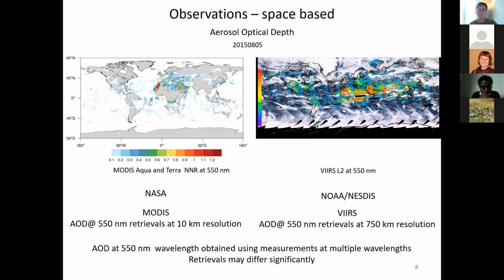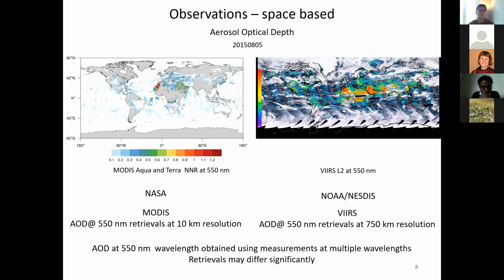Even if you look at these 2 maps, you can see that there is a significant difference in the retrieval. That may be because of cloud screening, different procedures, because of different reflection of light from the deserts, for example. It can be quite different.